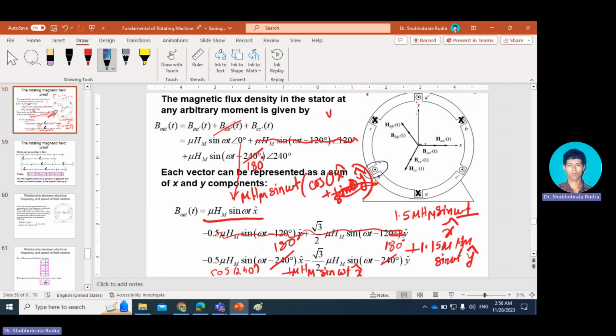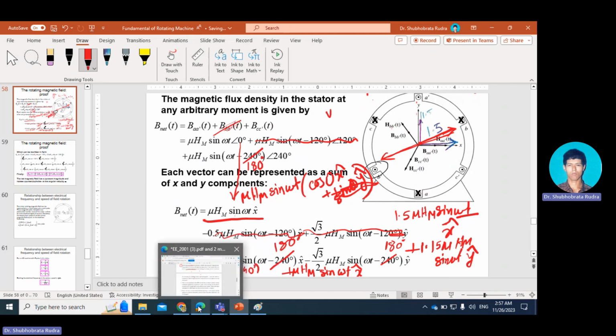In your x direction, you have 1.5 mu hm. In y direction, you have 1.15. So roughly, the resultant work between slightly tilted towards 1.5, but along this line, sometimes it becomes positive, sometimes it becomes negative. It is not rotating. It is a stationary one. And that gives you the solution of question number 7.